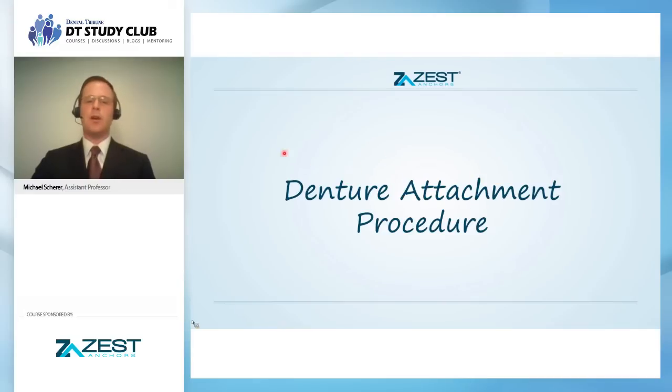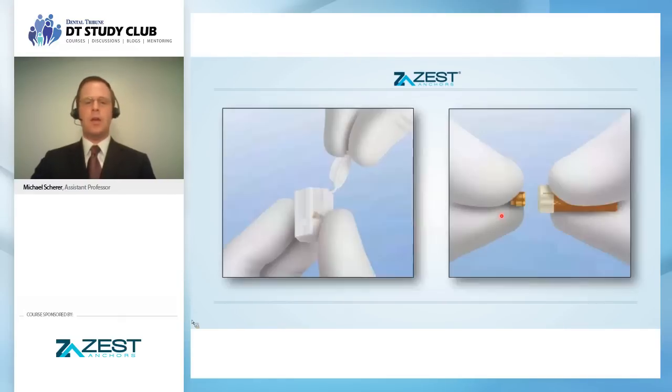Let's go ahead and briefly talk about what we're going to be doing with the denture attachment. What is neat about this implant system is it also comes with the locator assembly that comes inside of that same package. What we tend to do is use this little white cap.